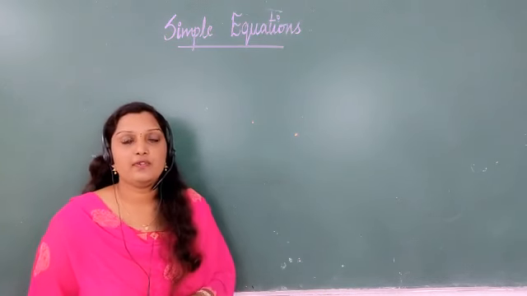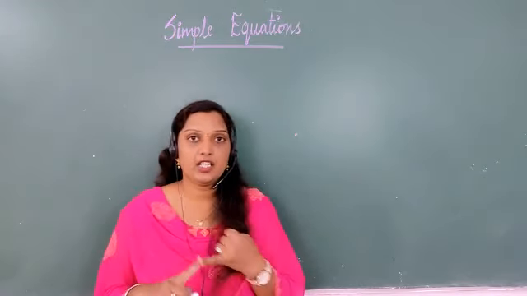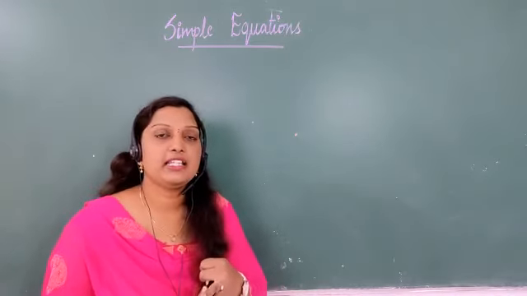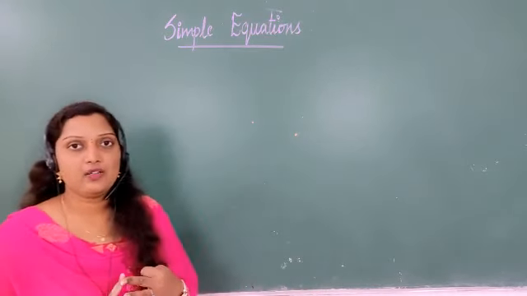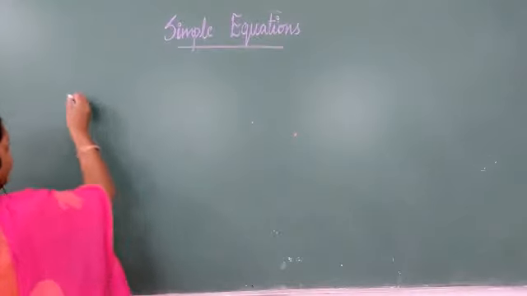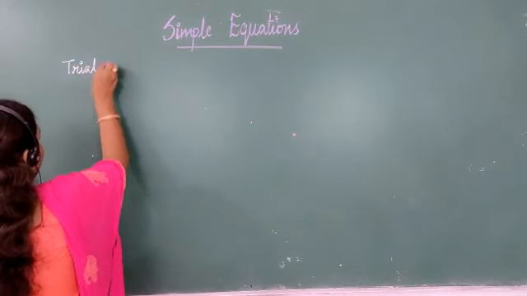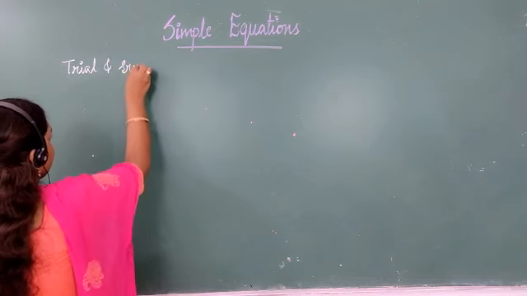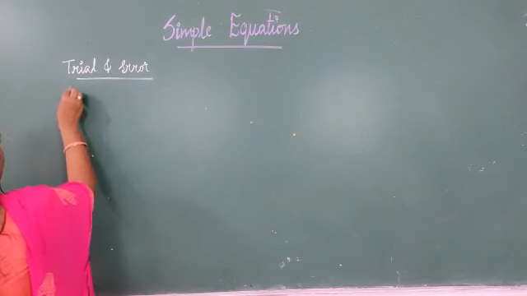Okay, moving on to the next topic, that is how to solve an equation. So to solve an equation we have three methods. In that, first one is trial and error method, second one is balancing method and the third one is transposing method. So let us see one by one. Okay, first one is trial and error method.